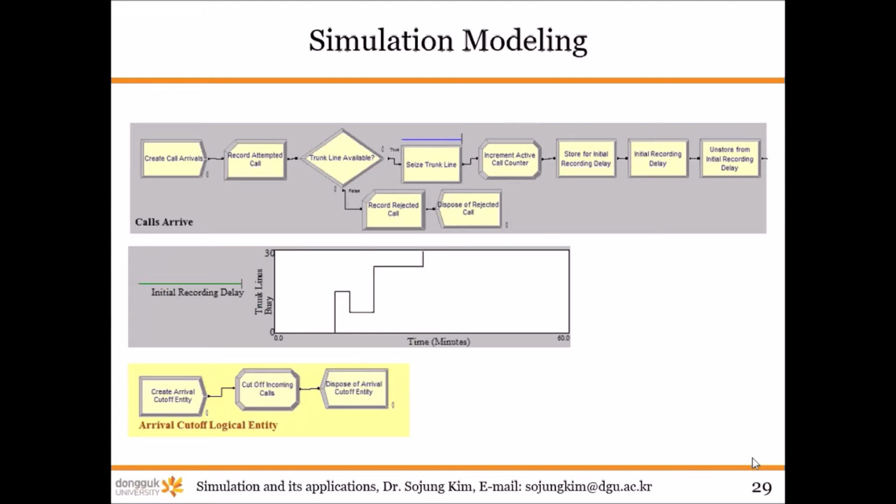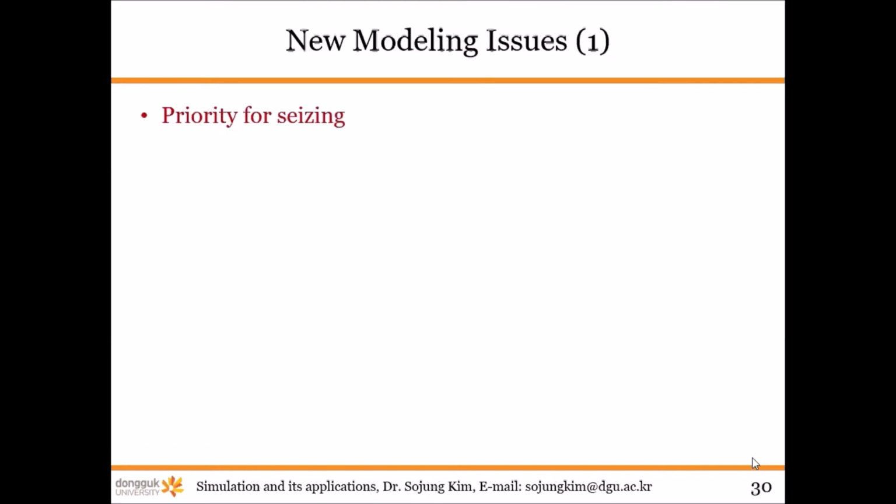So far we have this simulation model, right? And then today we are going to develop more. So let's talk about the new modeling issues. First, priority for seizing. As I mentioned before, the sales staff are seized by the sales division as well as the order status inquiry division, right? So let's prioritize the entities, the actual incoming calls, to seize the service staff, okay?